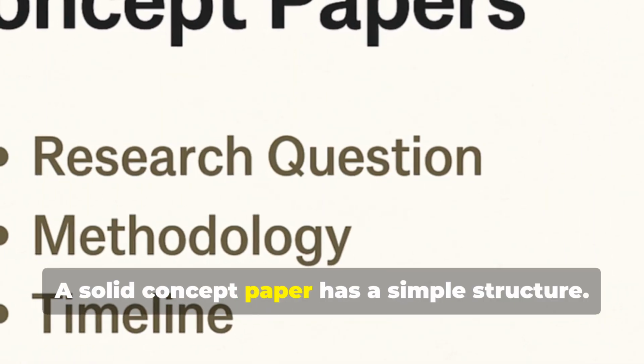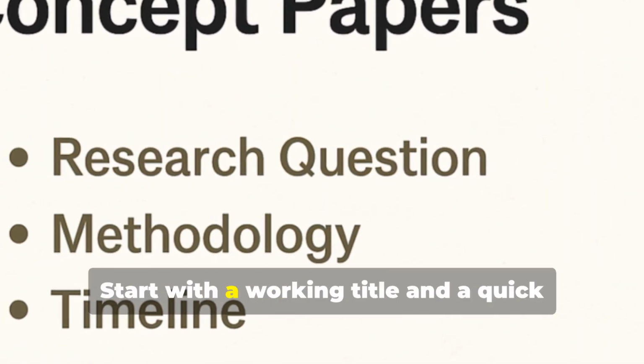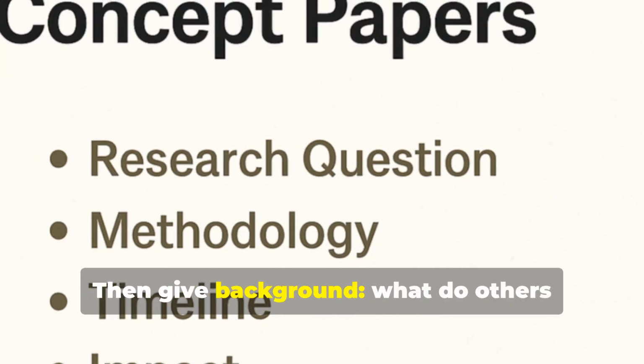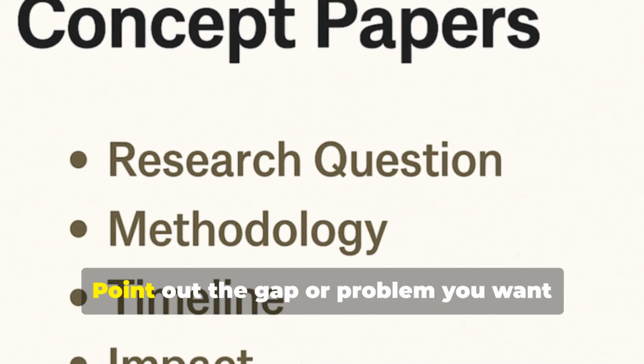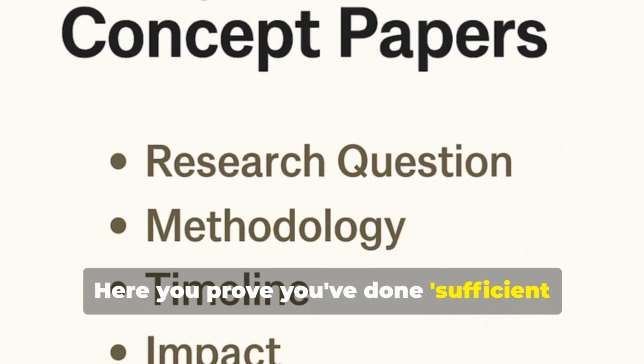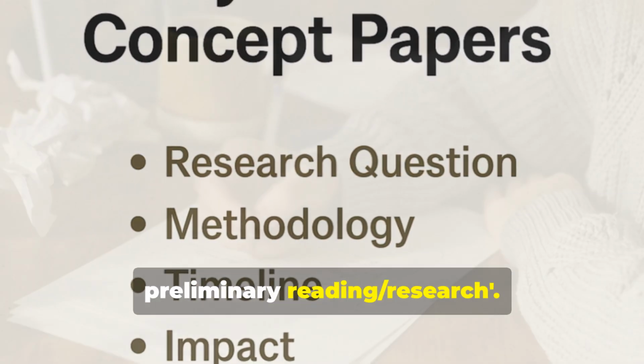Key parts of your concept paper. A solid concept paper has a simple structure. Start with a working title and a quick intro to your topic. Then give background. What do others know so far? Point out the gap or problem you want to tackle. Here you prove you've done sufficient preliminary reading, research.